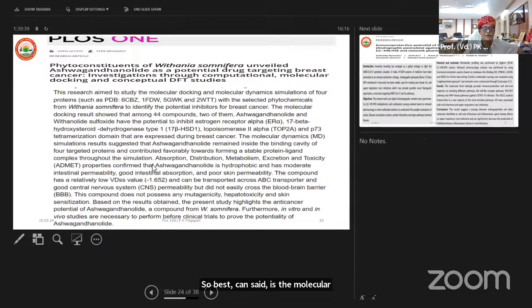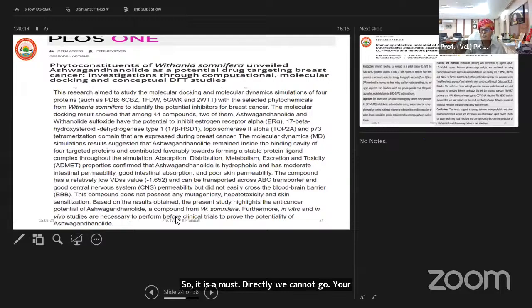So we can move on the basis of this: the compound does not possess any mutagenicity, hepatotoxicity, or skin sensitization. Based on the results obtained, the present study highlights the anti-cancer potential of ashwagandha, a compound from Withania somnifera. Furthermore, in vitro and in vivo studies are necessary before clinical tests to prove the potential of the ashwagandha analyte. So it is a must. Directly we cannot go to human beings.